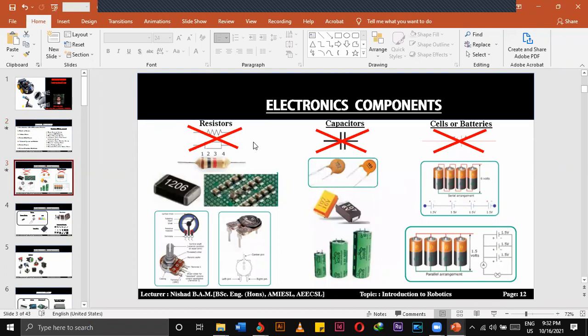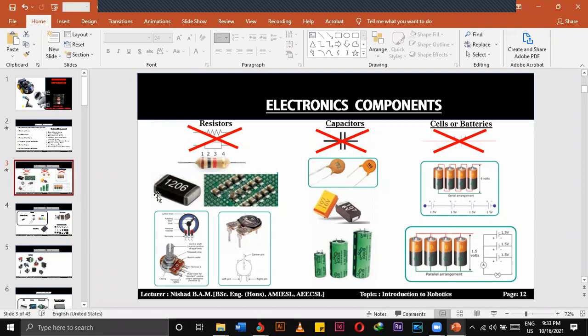And also the electronic components. We have resistors, capacitors, cells. If we connect the cells in series connection, the voltage will be added. If we connect 4 batteries of 2 volts, the total voltage will be 8 volts. If we connect the 2 volt batteries in parallel, the voltage will remain the same at 2 volts, but the current will be added up. If each battery has 1 ampere, then 1 ampere, 1 ampere, 1 ampere, 1 ampere, so totally we can obtain 4 amperes.